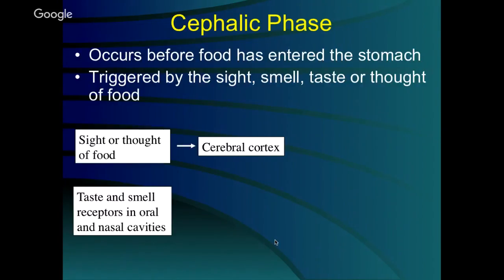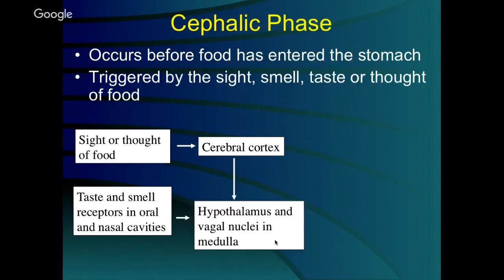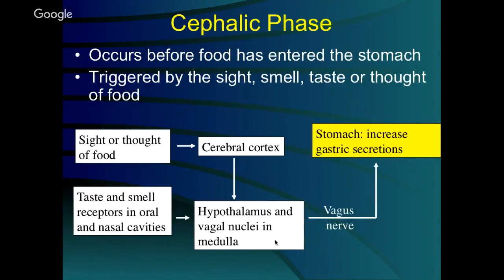Sight or thought of food first has to go to the cerebral cortex where we process information. So that's going to be a longer path. Taste and smell go directly to the hypothalamus and the vagal nuclei in the brainstem, in the medulla oblongata region. If you had to see it or think about it, it goes to the cerebral cortex first before it goes to the hypothalamus and vagal nuclei. But either way, the outcome is the same. A signal goes through the vagus nerve and tells the stomach to increase gastric secretions. What it's doing is preparing for the arrival of food.